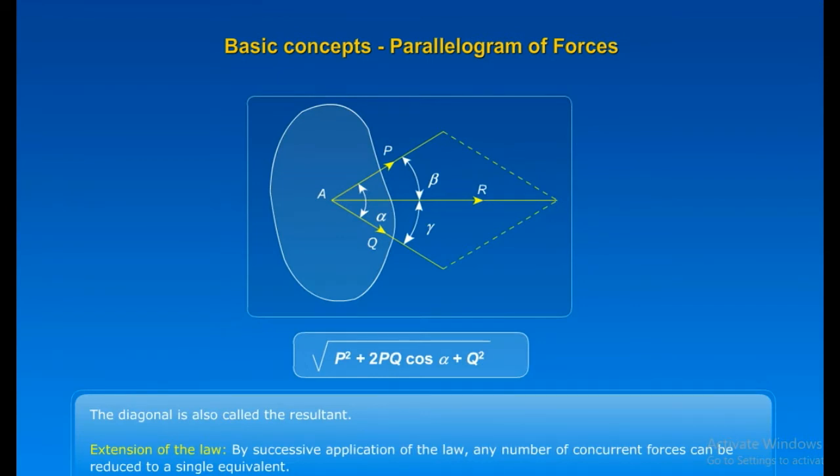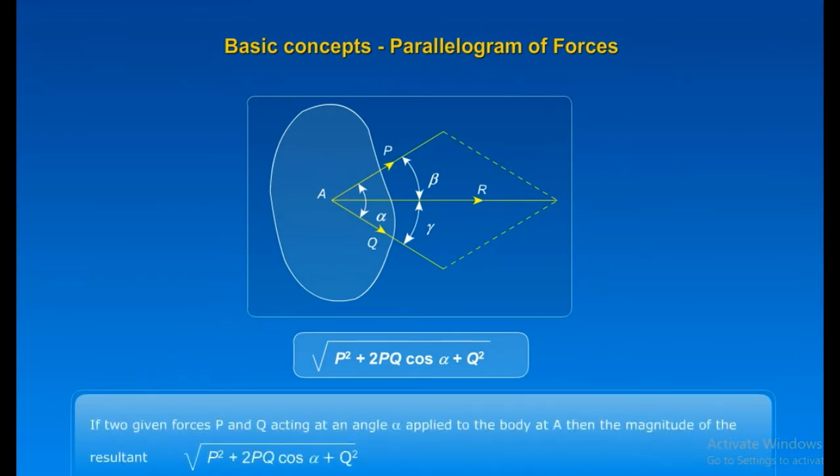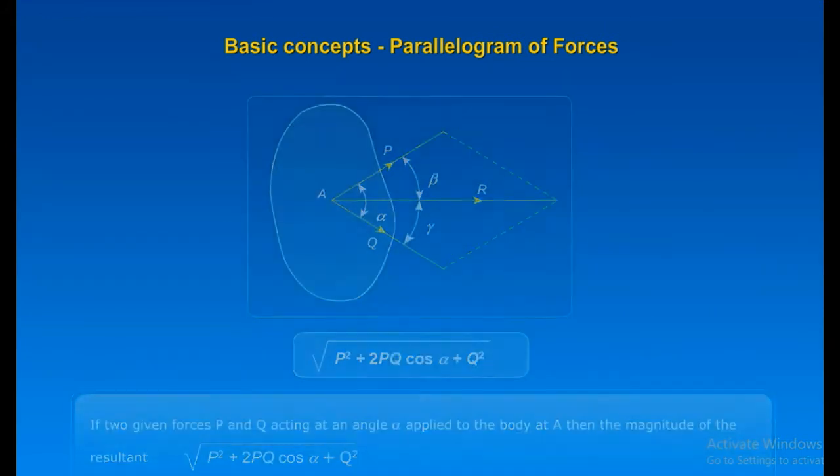Extension of the law. By successive application of the law, any number of concurrent forces can be reduced to a single equivalent. If two given forces P and Q acting at an angle alpha are applied to the body at A, then the magnitude of the resultant is.